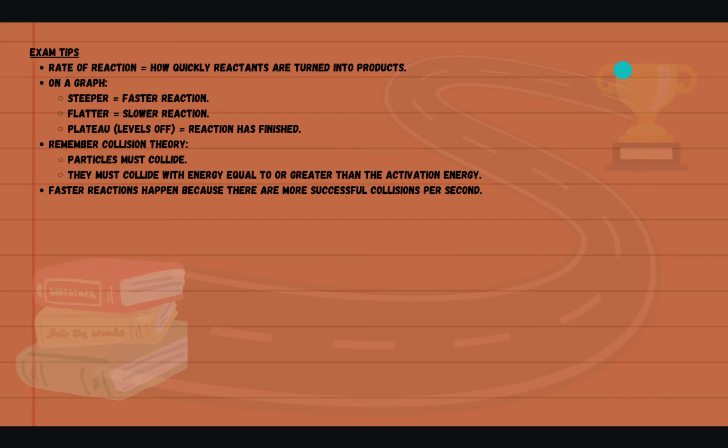Exam tips. The rate of reaction is how quickly reactants are turned into products. On a graph, a steeper line means a faster reaction, a flatter line means a slower reaction, and a plateau, where it levels off, means that the reaction has finished. Remember that collision theory means that particles must collide, and they must collide with enough energy equal to or greater than the activation energy. Faster reactions happen because there are more successful collisions per second.